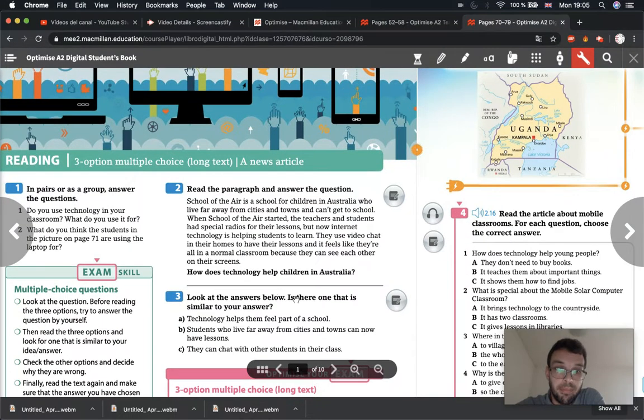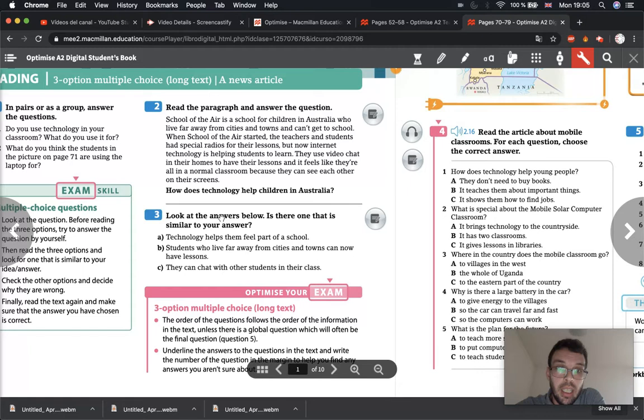Now, look underneath, all right? And look at the answers here. We've got 3 answers. Technology helps them feel part of a school. Students who live far away from cities and towns can now have lessons. They can chat with other students in the class. Which of these 3 answers was similar to your answer? Which one was similar to your answer?